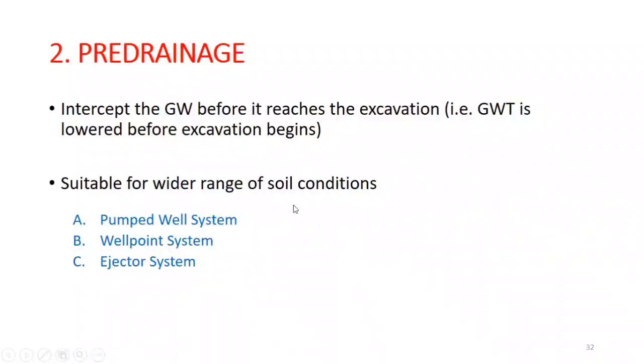It is suitable for a wide range of soils, I would say almost all soil types. And there are different subsystems in pre-drainage. You can do pre-drainage by pump well systems, by well point systems, and by ejector systems. Remember that all these three are almost similar, since the main concept is pre-drainage. The only difference is that sometimes you are using vacuum to pump, and sometimes you are using the pump well system in a different way. I'll show you the differences between all three. But mostly they are using pumping well systems for pre-drainage purposes.